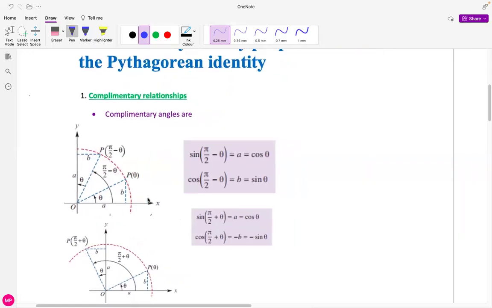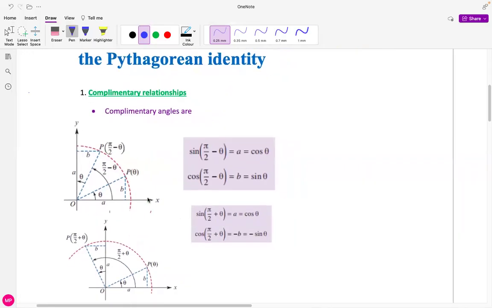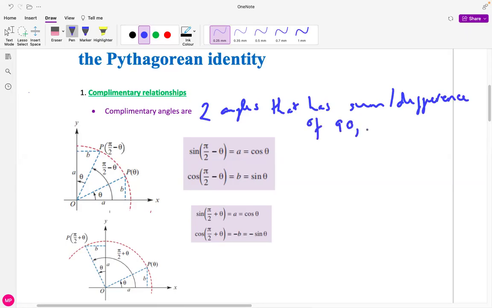So what do we have? Complementary angle first is when two angles, the difference between the two angles, is 90 degrees or 270 degrees or multiples of that. Okay, so two angles that have the sum or difference of 90 degrees, 270 degrees, and so on.